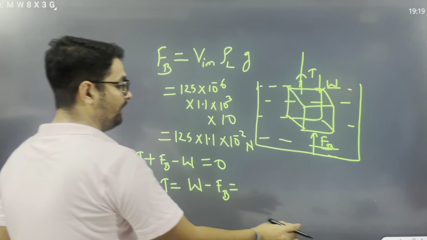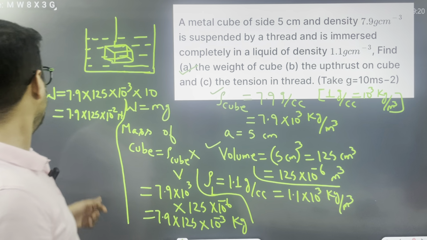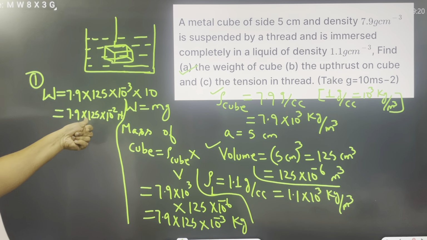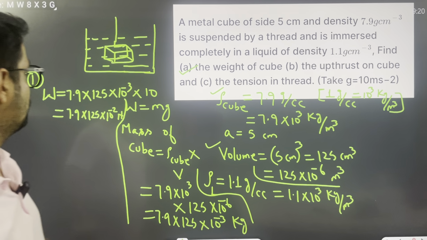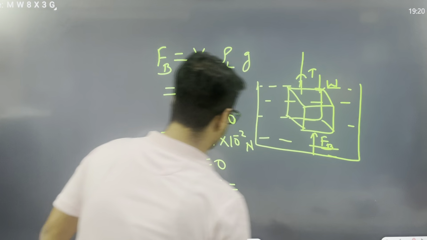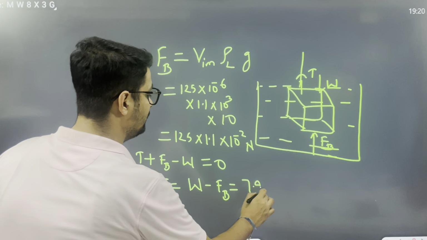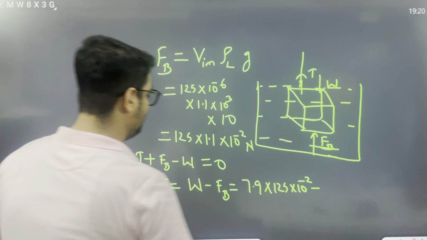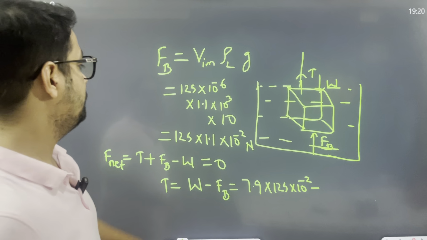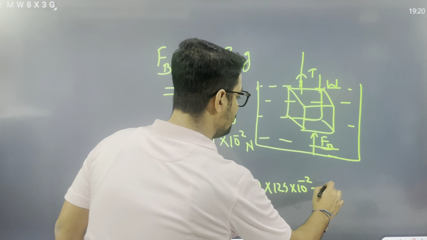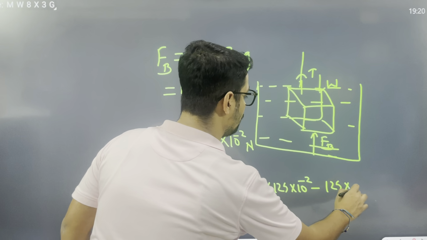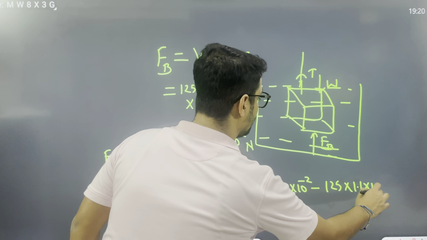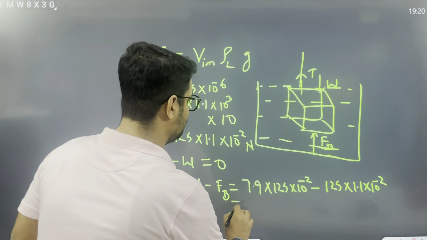We already found the weight here. What is the weight? 7.9 into 125 into 10 power minus 2, minus FB. What is FB? 125 into 1.1 into 10 power minus 2. After subtraction, you will get the result.